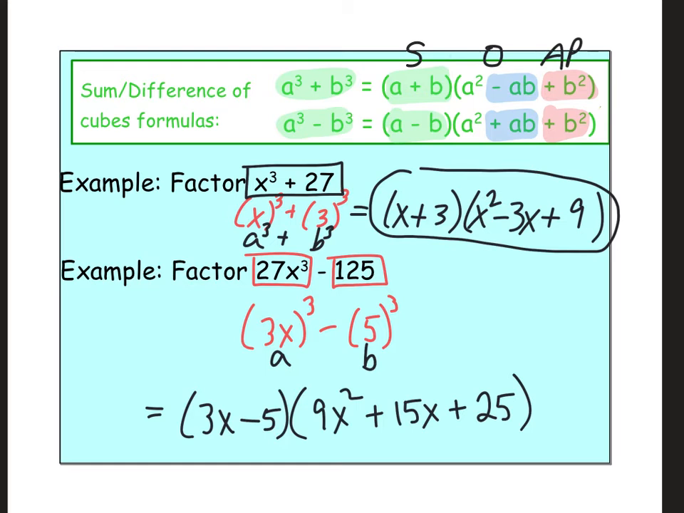And what it means, so if you remember SOAP, right? S-O-A-P, it's telling you what the signs are. So if this is a plus, this one's going to be the same. The next sign will always be the opposite. And then in both cases, this is always a plus. Okay, so looking at the second formula, a cubed minus b cubed, it's a minus there, so it's going to start with the same, a minus, then the opposite, a plus, and then the last one's always plus.